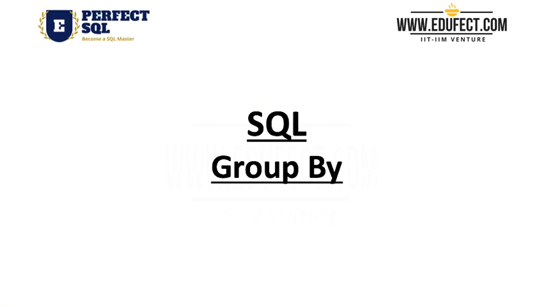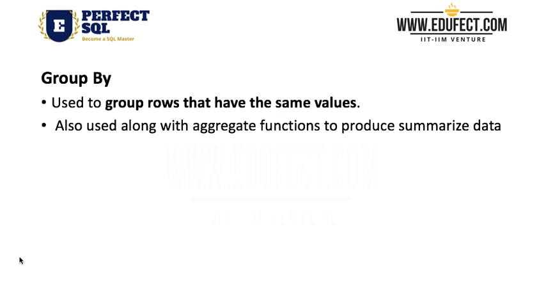In this lesson, we will learn about the concept of group by. So what is group by? Group by is used to group rows that have the same value. So if a field or a group of fields have the same value, we can group them together by using the clause group by. And once we have grouped them, we can use the aggregate functions to summarize the data. So this is the objective of group by.